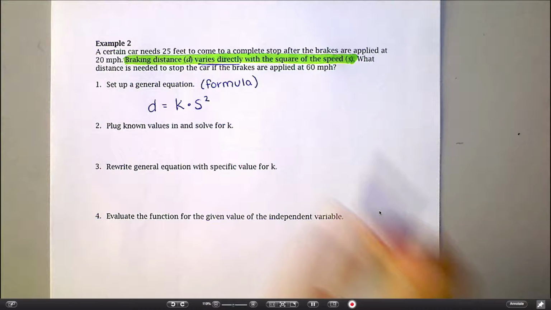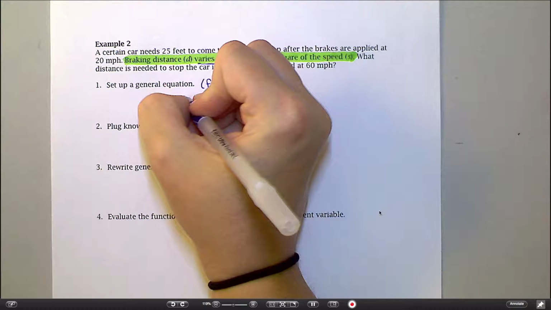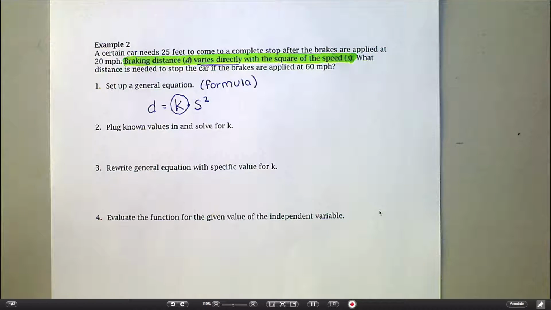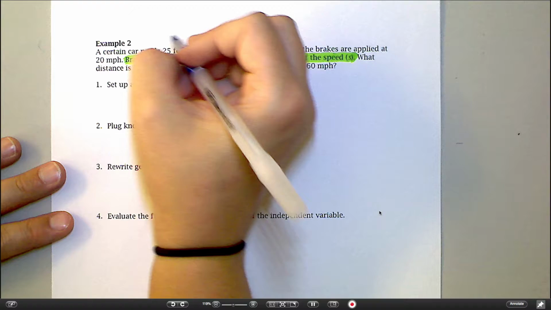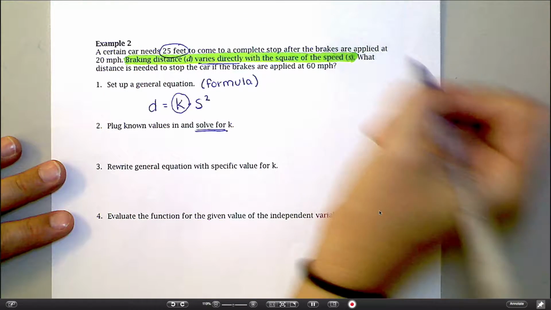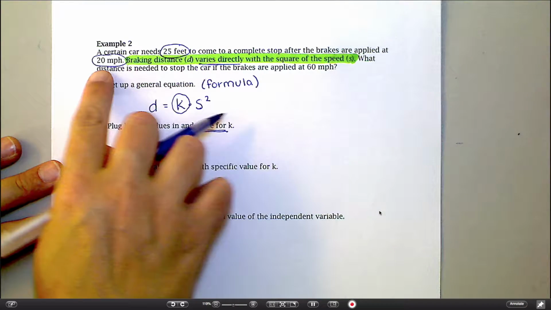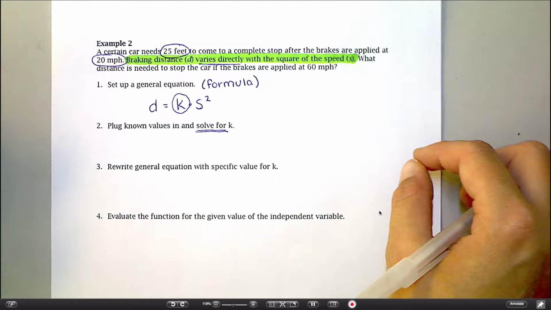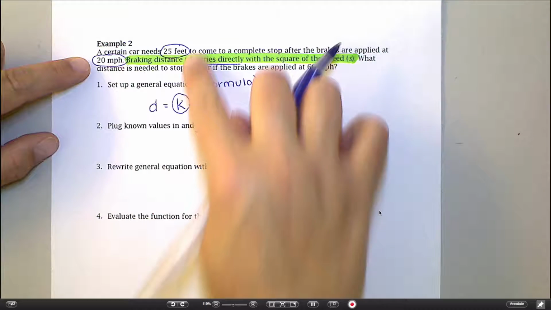Now, if I'm actually going to want to put numbers in this problem, I need to know what this magic multiplier is. And every situation has a different magic multiplier. So I need to find out what K is. Well, it gives me 2 values that I could plug into my formula to figure out what K is. It gives me a distance and it gives me a speed. Almost every one of these problems does that exact same thing. It gives you 2 values that we already know. So I'm going to use those 2 values to solve for K.